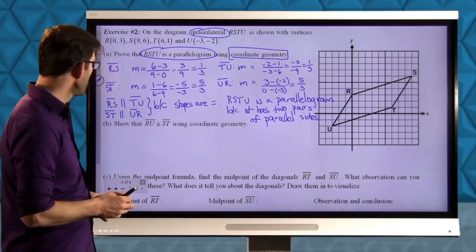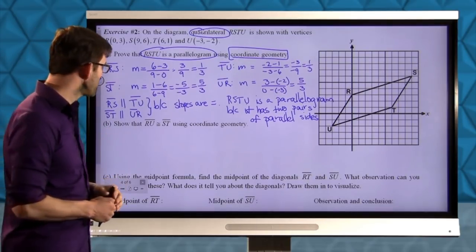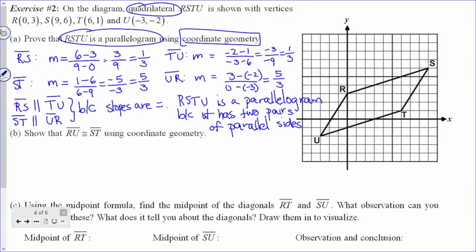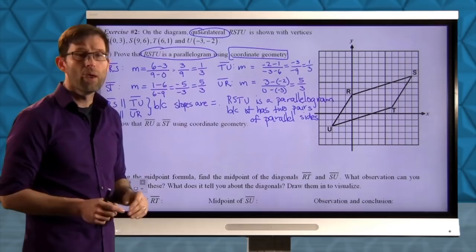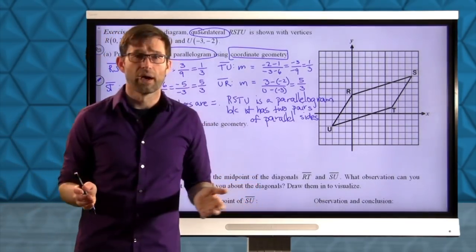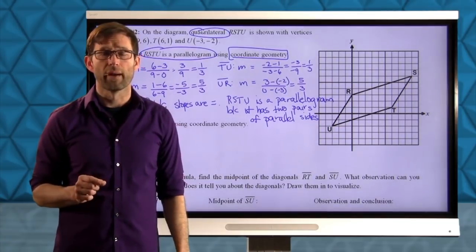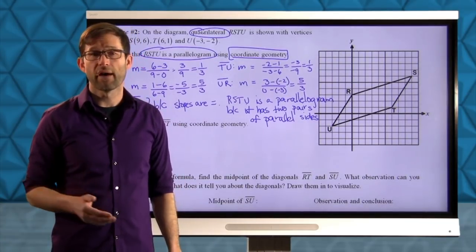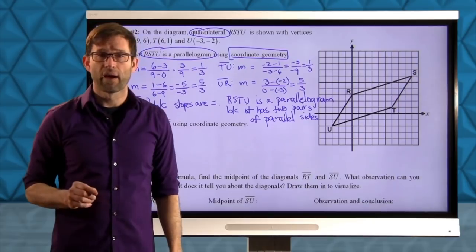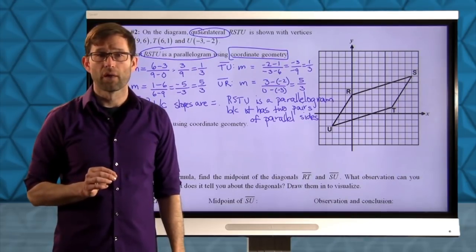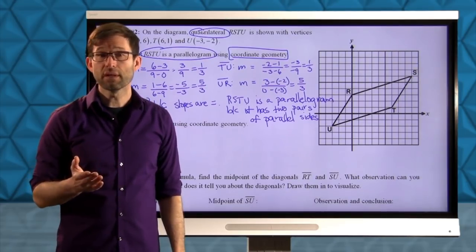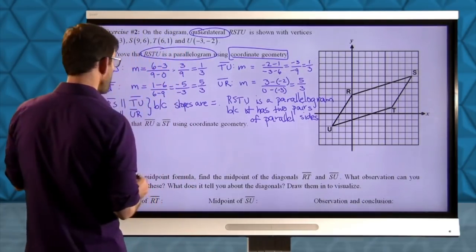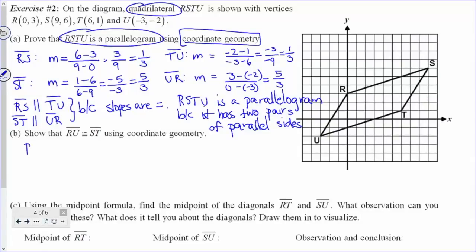All right? Now, take a look at B. It says show that RU is congruent to ST using coordinate geometry. So one of the things that we proved in the last exercise is that opposite sides of a parallelogram should be congruent, which means that they have equal length. Let's verify that right now. Prove it for this parallelogram in the coordinate plane by using the distance formula. Let's go through the first one together. So for RU, we want to find the distance between points R and U. All right, so what do we have?